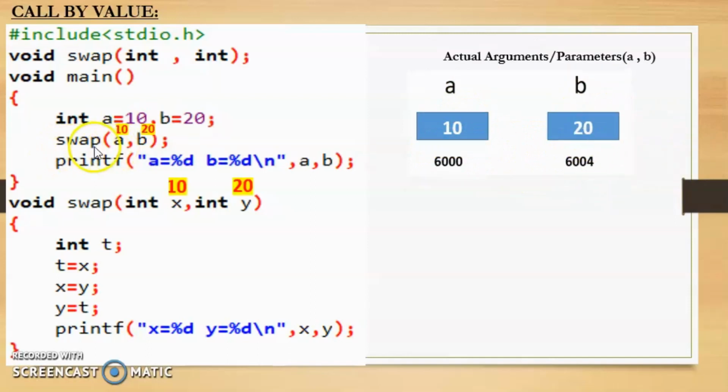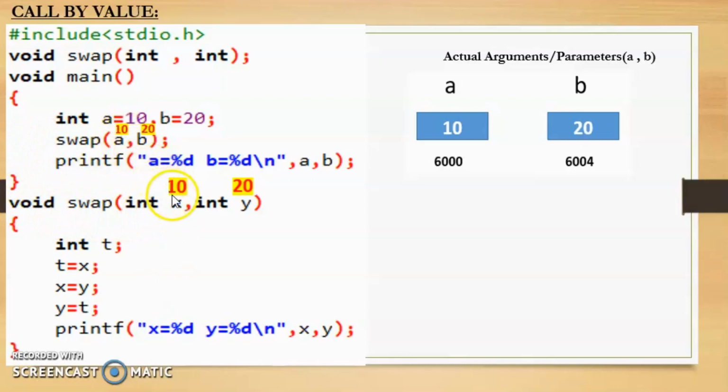Next is the function call. So we will call the swap function by passing two arguments, that is A and B. A value is 10 and B is 20. So we will call swap function by passing 10 and 20. Once the swap function is called, control will pass over here to this function.